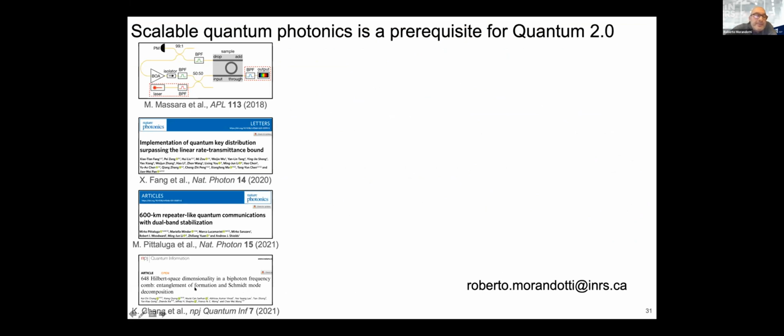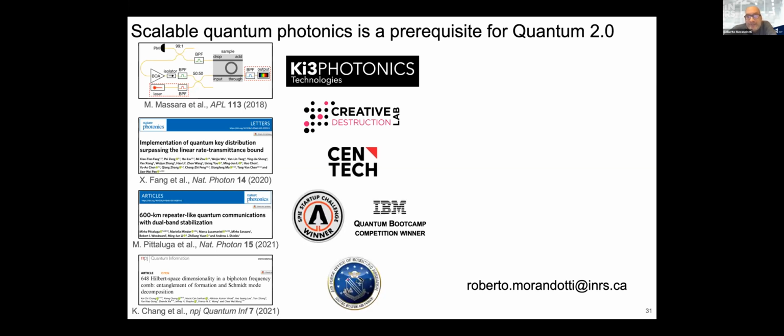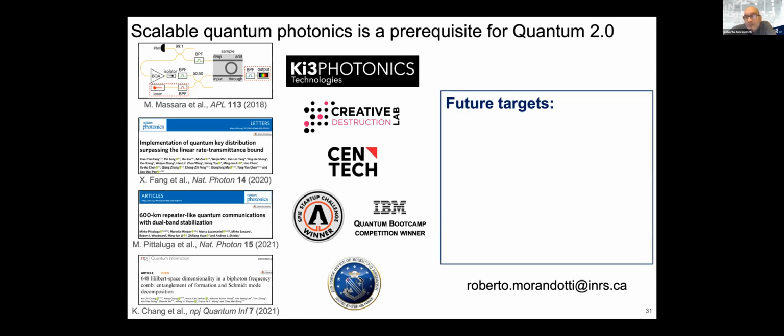People are now scaling up the kind of work we did in the frequency domain. Very importantly, my student, I'm not involved, founded a startup called QD2022 Photonics, and it's been funded by the Arrow, by the SPY and Centec, the Creative Destruction Lab, and hopefully they will be successful.